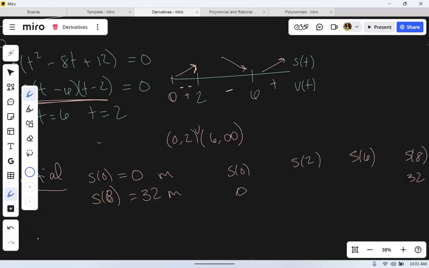32? Are you sure? Total distance traveled F. I just made it. I forgot to make it. It's 0? Oh my gosh, let me use the calculator.